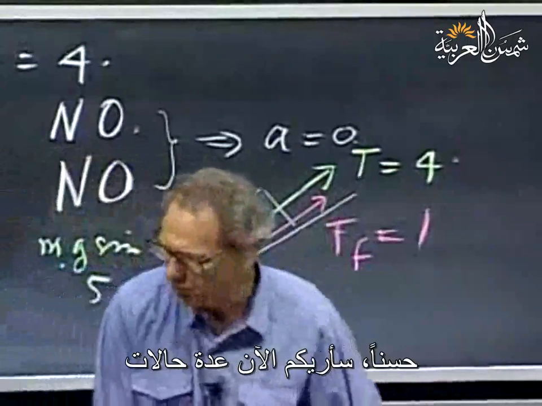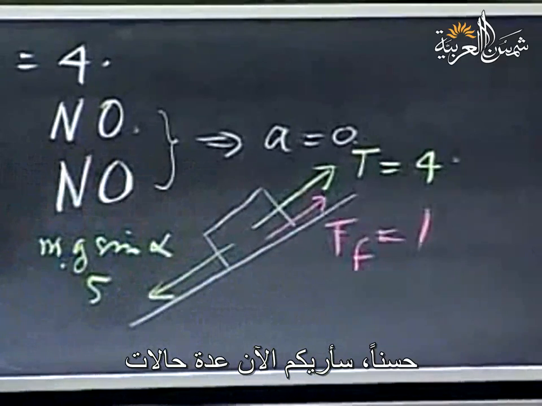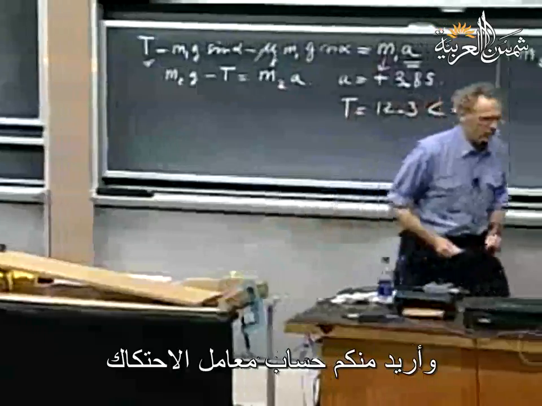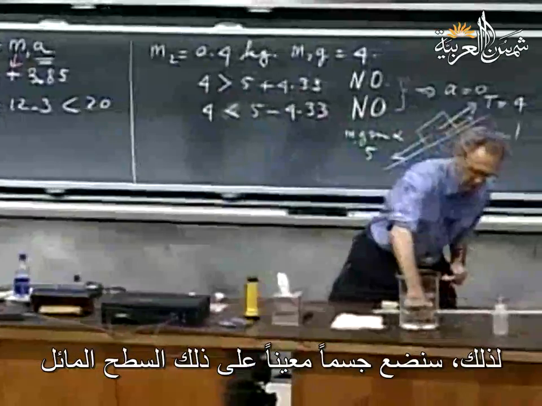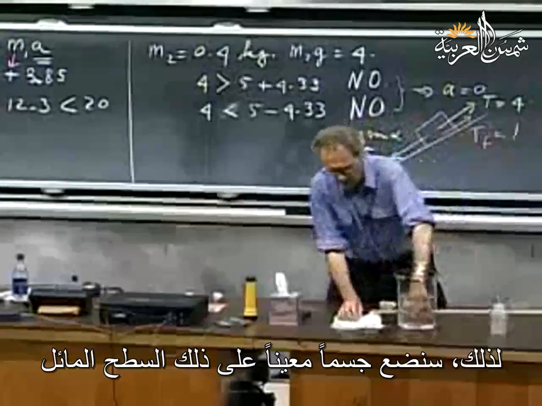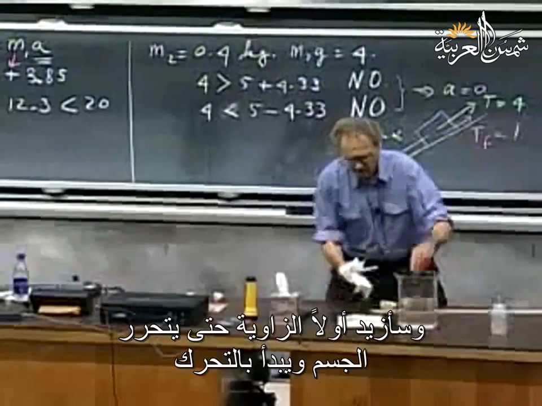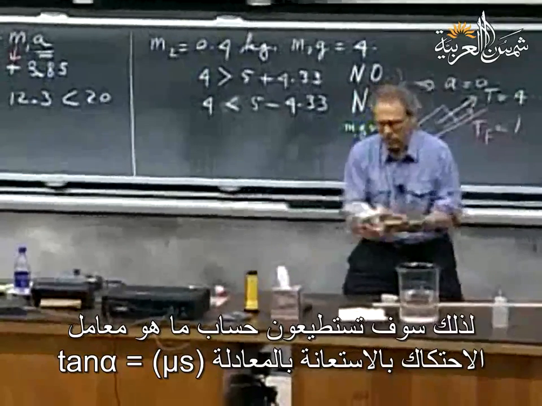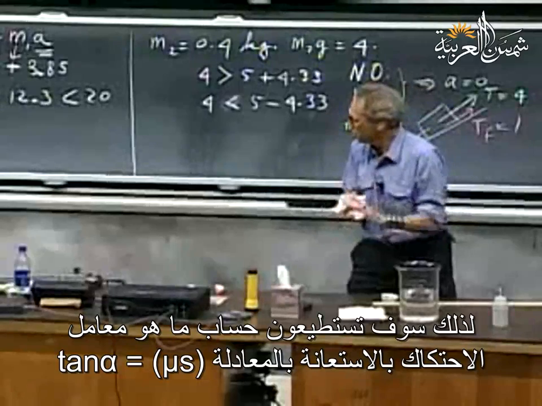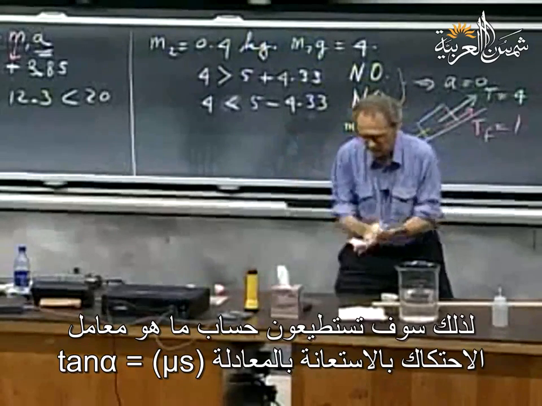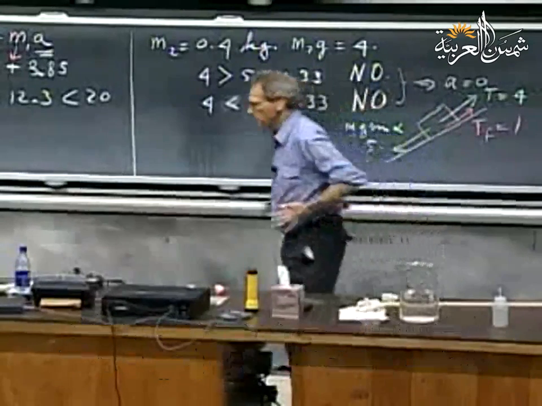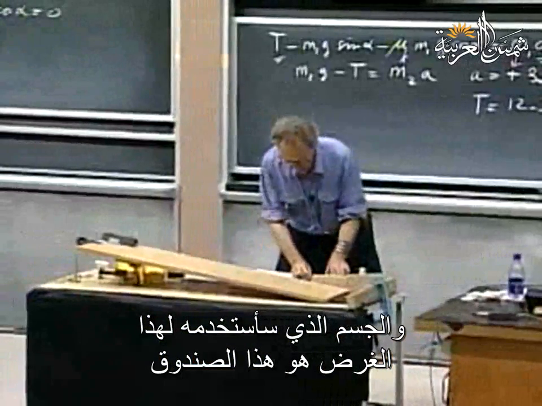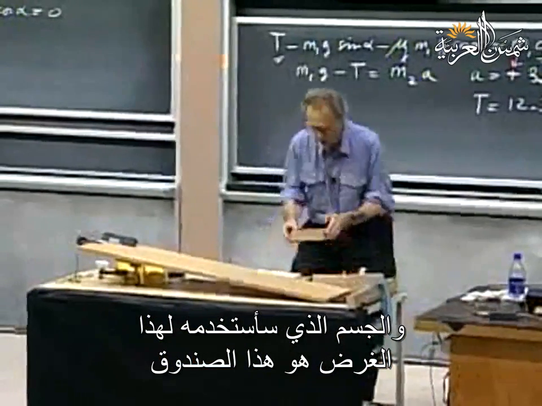All right, I now would like to do a few demonstrations whereby I want you to calculate the friction coefficients for me. We're going to put a particular object on that incline, and I'm first going to raise the angle until it breaks loose. So you should be able to calculate what the friction coefficient is using the equation tangent alpha equals mu s. And the object that I use for that is this box.